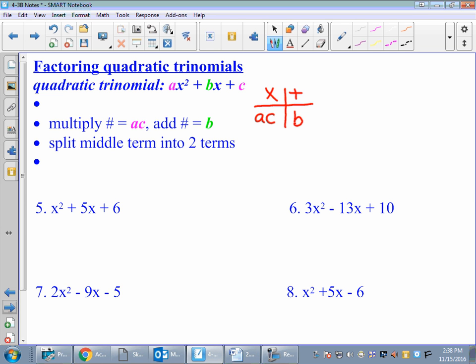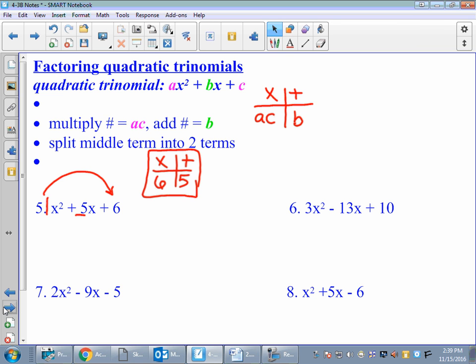So make a little chart. And then that will always tell you what the middle 2 terms were. We kind of did this in guess and check. So if you look at number 5, there's a number 1 out in front here. My multiply number, I'm going to take this 1 and multiply it by the 6, and I get 6. My add number is the b value 5. So this little chart, we answer a little riddle.